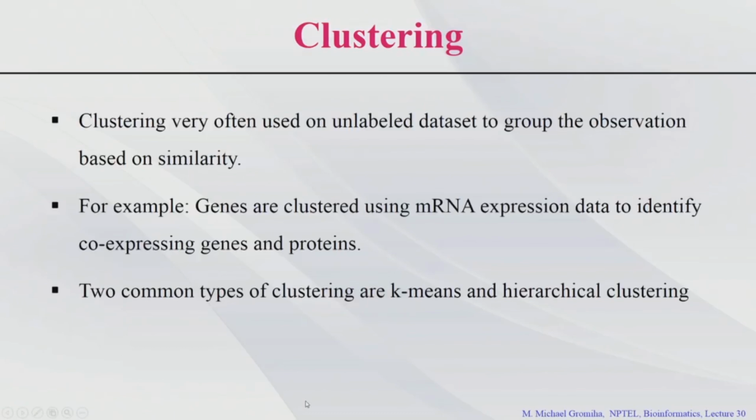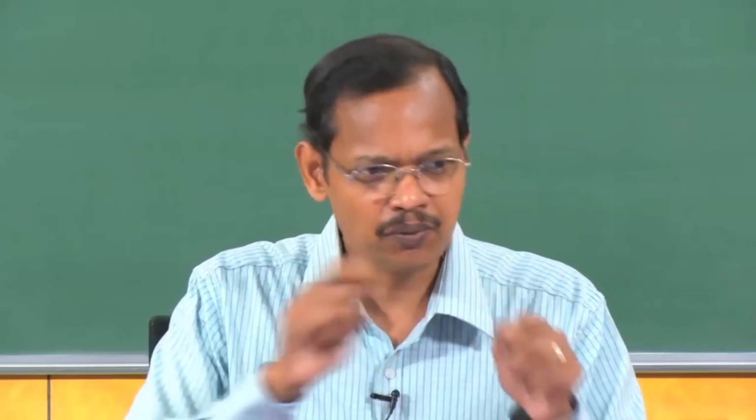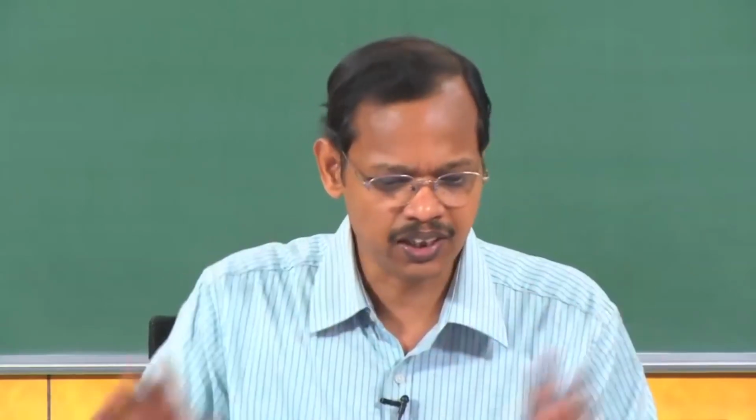Let us see how it works. We take clustering, which is one of the unsupervised learning methods. It is very often used for unlabeled data sets to group observations based on similarity. For example, if you have a group of 100 proteins and hydrophobicity is your feature, you know the hydrophobicity value of all 100 proteins. Then you group the proteins which are very close in value. You move these numbers here and there so that within each group the average difference between the hydrophobicity values is the minimum. Likewise, you can cluster.